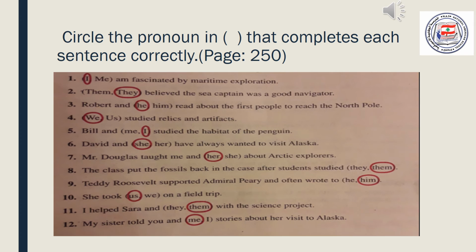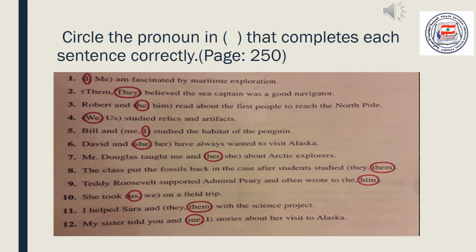Please open your notebook on page 250 and let's do this exercise together. Circle the pronoun in parentheses that completes each sentence correctly. 1. I am fascinated by maritime exploration. I cannot say me am fascinated by maritime exploration because I is a subject pronoun that comes before the verb.